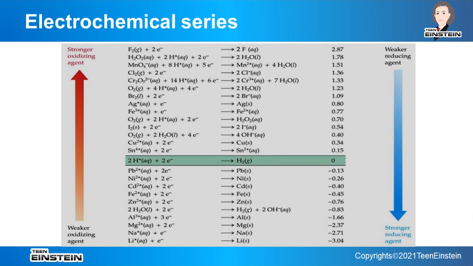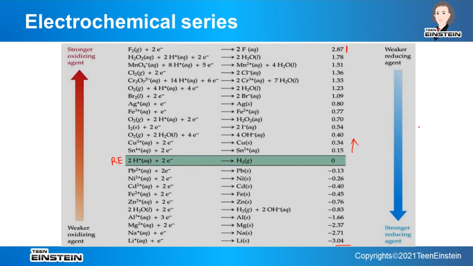Now look at this series carefully. This is the standard, that is the reference electrode, so that is why it is highlighted and it is kept at 0. Now as we are moving upward, you are getting positive values. Gradually it is becoming more and more positive, and the maximum positive is for the fluorine system, which is 2.87. And as you are moving down, you are moving towards more and more negative. So the maximum negative is the lithium system.